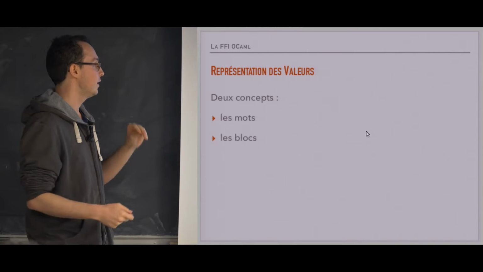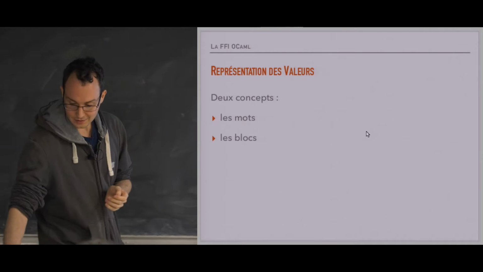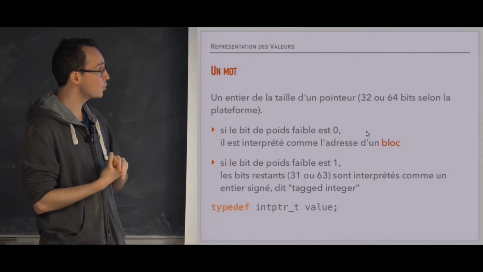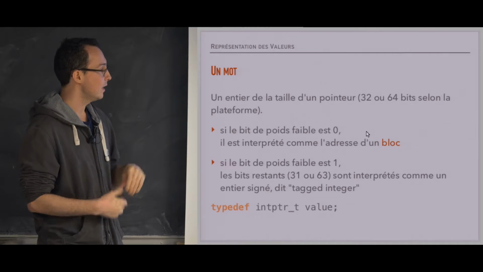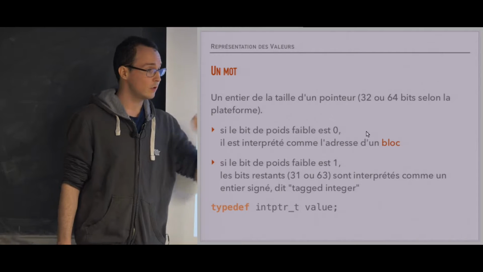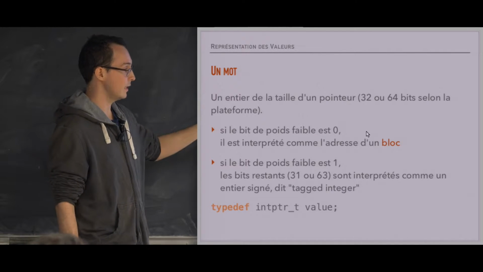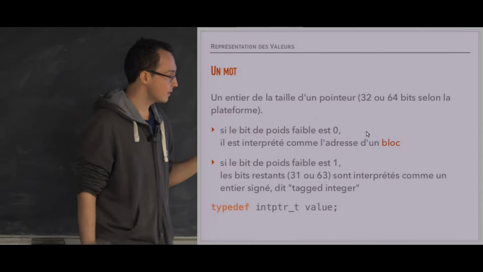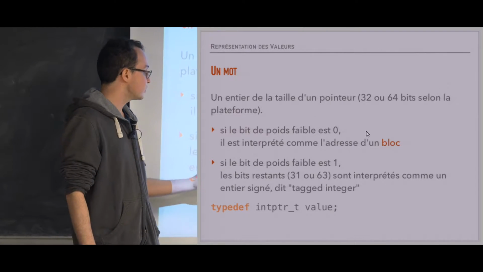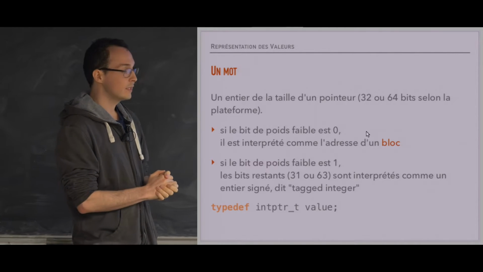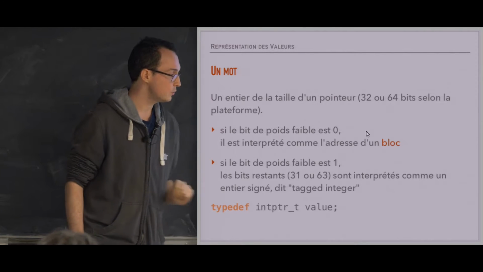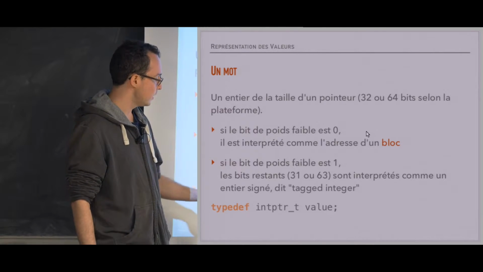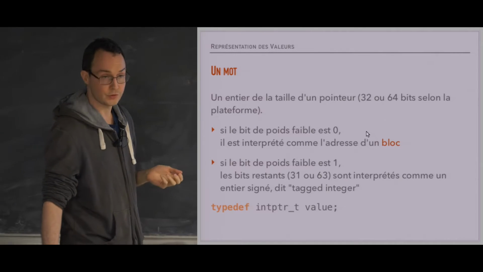So there are two important concepts, the words and the blocks. A word is basically just an integer which is the same size as a pointer of the host platform, so 32 or 64 bits in most cases. If the least significant bit of this value is 0, then it is interpreted as a pointer, as the address of some chunk of memory. If the least significant bit is 1, then the remaining bits are interpreted, most of the time, as a signed integer, but really the GC will not make any assumption about what they mean. So you have 31 or 63 bits free. And in the C FFI, it is represented as this type, an alias to an integer which has the same size as a pointer.